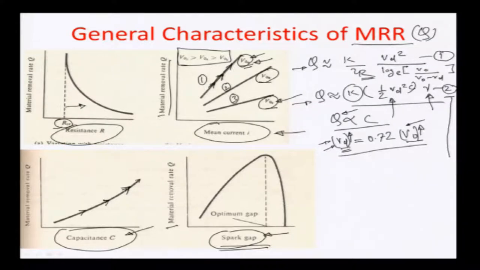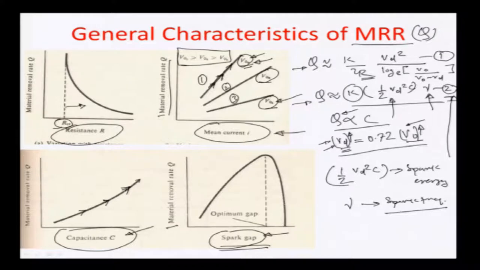If you may recall this equation number 2, there are two components of this equation. One is this half Vd square C component, which is the spark energy, and the other is nu, which is the spark frequency. And when it comes to optimizing the energy versus frequency, the following things may be thought of in a physical way in the EDM machine. As the inter-electrode gap is lesser, you need a lesser amount of discharge voltage, because the gap is very small. The electric field, which is causative of the electrical breakdown, is dependent on Vd by inter-electrode distance d, and d being small, Vd can also be reasonably small for the discharge to occur or the breakdown field to be reached.